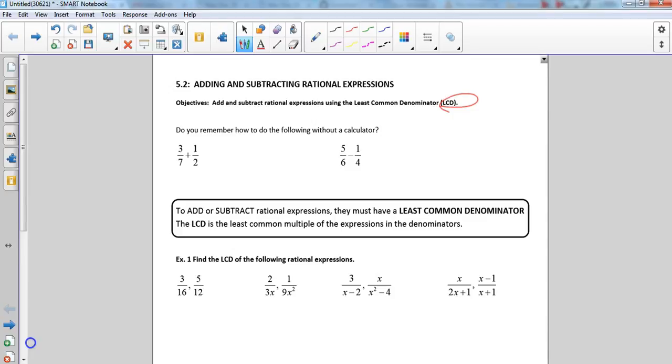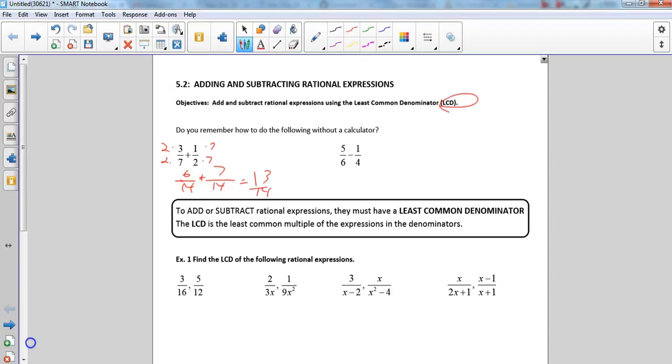So, without a calculator, what's the first number that 2 and 7 both go into when they get bigger? Okay, well, it's obviously 14. So we want to rewrite both of these as 14 on the bottom. So we ask ourselves, what do we have to do to make 7 into 14? And that's times 2. So whatever we do to the bottom, we must do to the top. That gives us 6. 2 times 7, so 1 times 7, and that's 7 fourteenths, which gives us a grand total of 13 fourteenths.